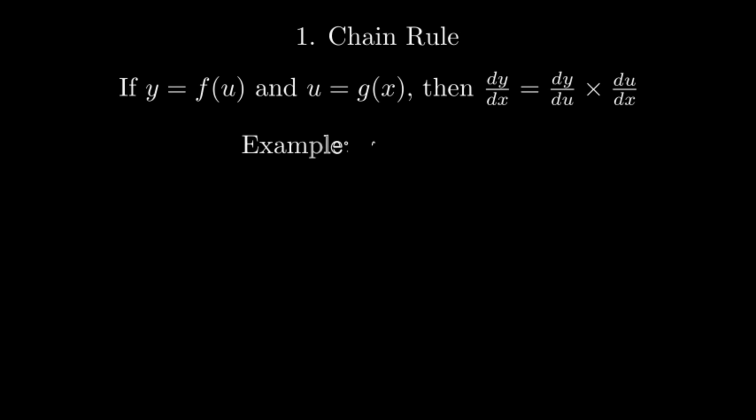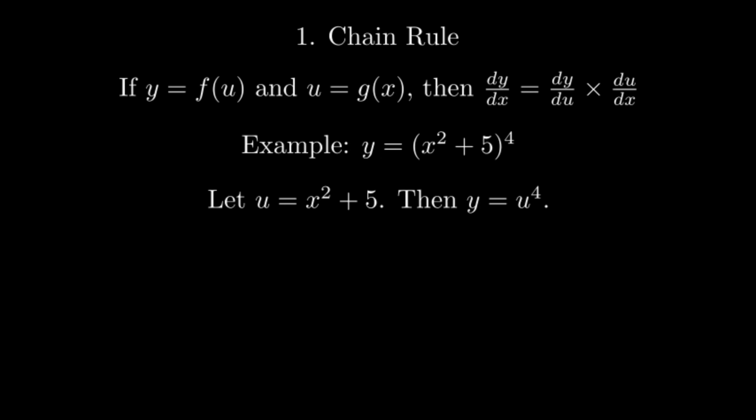Consider the function y equals the quantity x squared plus 5, all raised to the power of 4. Here, the inner function is the part inside the parentheses, and the outer function is the power of 4. So, we can set u equal to x squared plus 5. This simplifies our expression for y to just u to the 4th power. Now we find the derivatives of these two separate parts. The derivative of u with respect to x, du/dx, is simply 2x. The derivative of y with respect to u, dy/du, is 4u cubed.